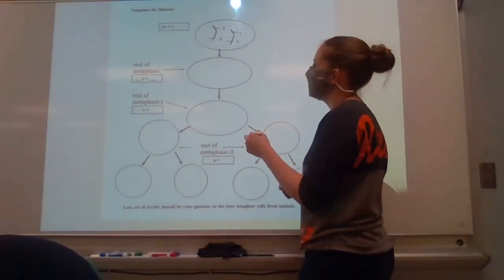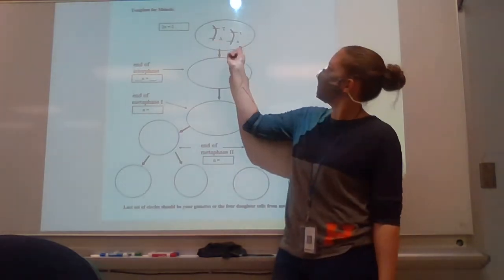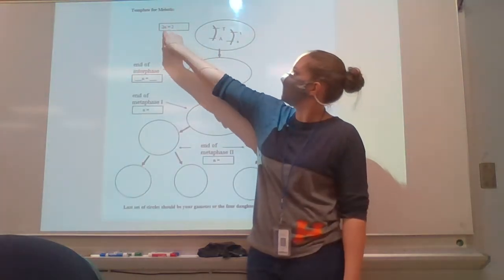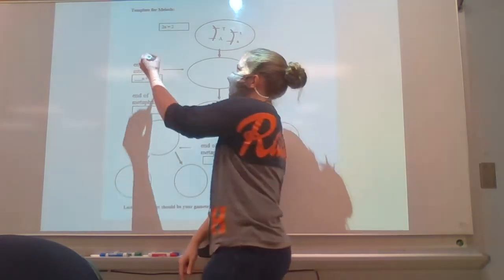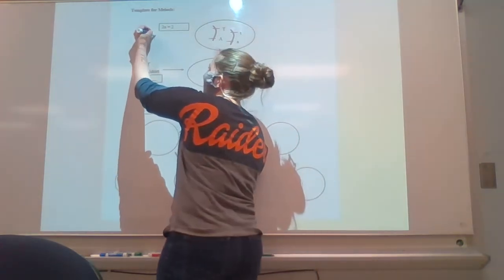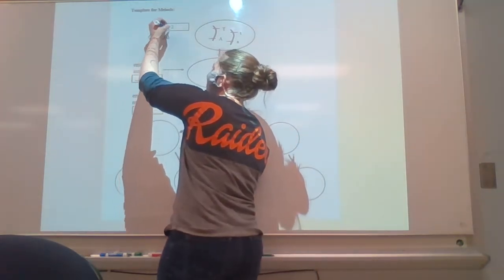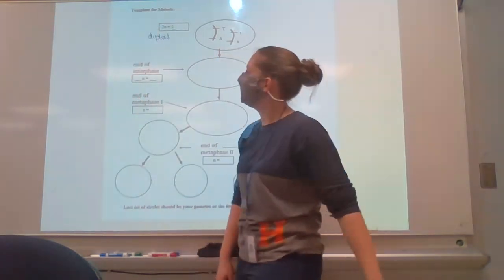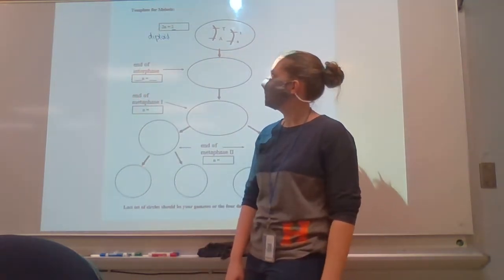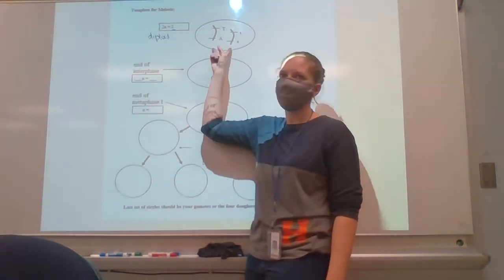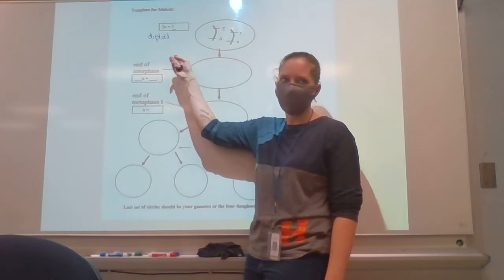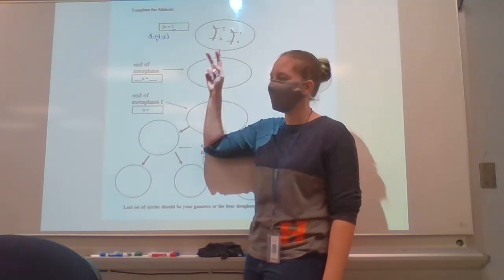So humor me a little bit here. The cell we're starting with is 2N, which means that it is diploid. It has 2 of each chromosome. What does this second number tell me? That there's 2 chromosomes total, right? So it's diploid. There's 2 chromosomes total.